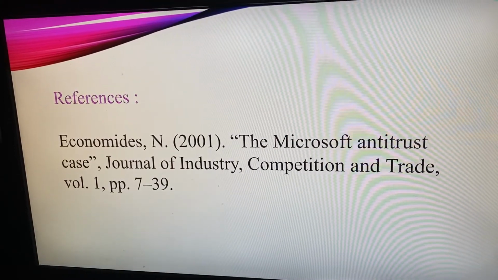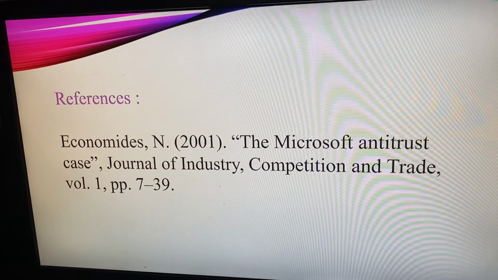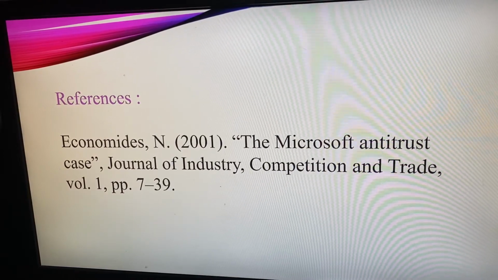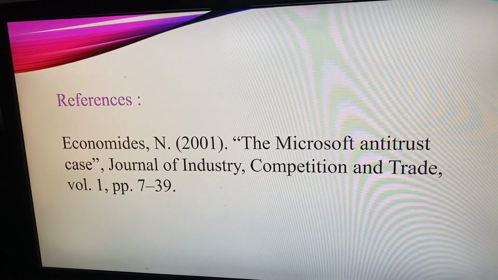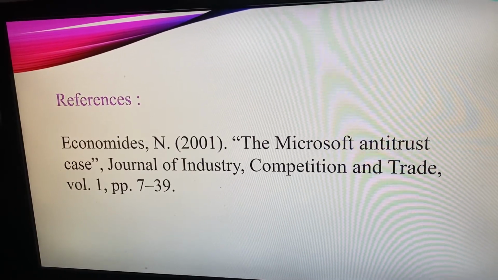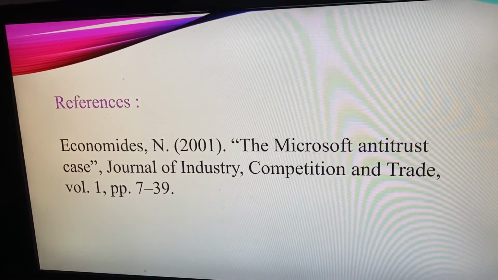I put my references here. I used the book The Microsoft Antitrust Case, as we can see here, and I also used internet websites too.